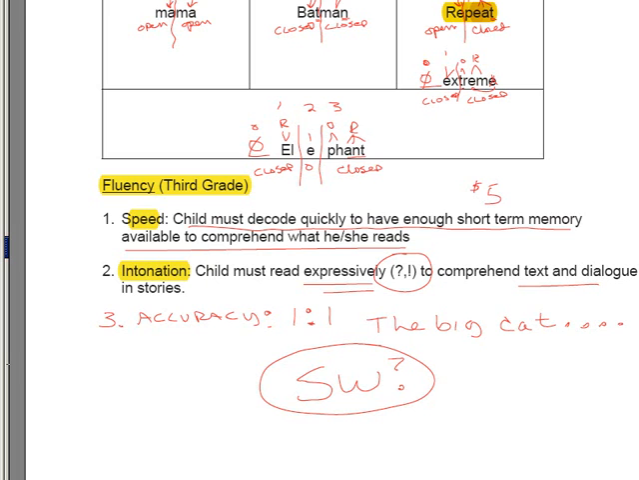So when we come back, we're going to take a look at sight words and other vocabulary activities for upper elementary kids. And I'll meet you back here in a second, okay?